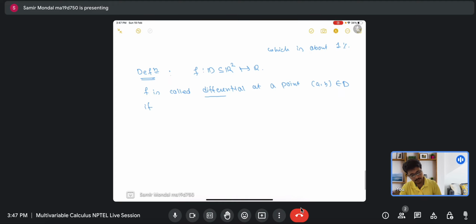Here we will see that differentiability of a function will depend on the total increment of the function f. How is it related? Now we are going to discuss these things.